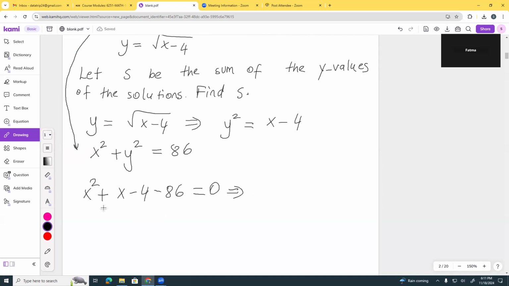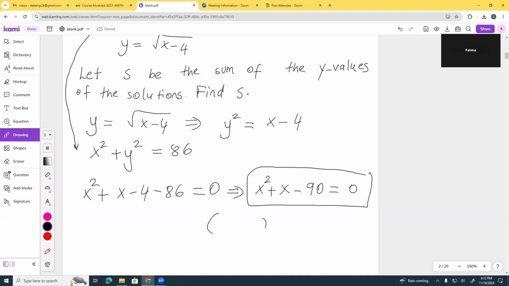Let's organize this. I get x squared plus 1x, negative 4 and negative 86. When I combine them, what do I get? Negative 90 is equal to 0. So this is what I actually need to solve. What kind of equation did I get now? It's a quadratic equation. What should be the first technique I use to solve a quadratic equation?